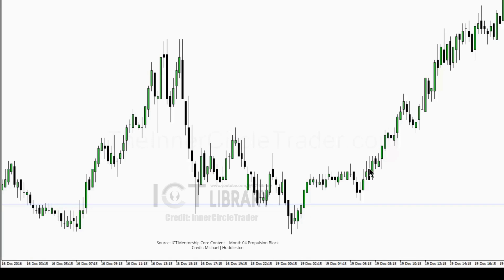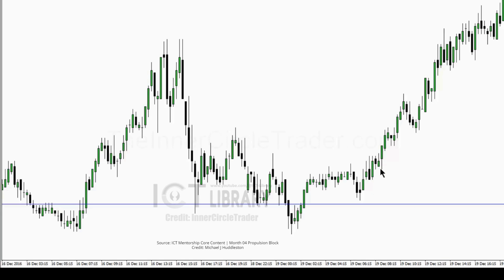So if you get an opportunity to see it trade back down into, as it does here, this candle opens, trades down into it right there. The open comes in at 133.45. The low on this candle comes in at 133.45. Goes right to that candle. So that's a bullish entry here with a propulsion candle.